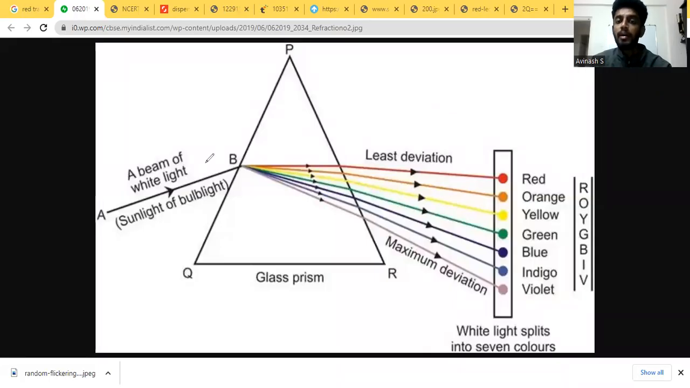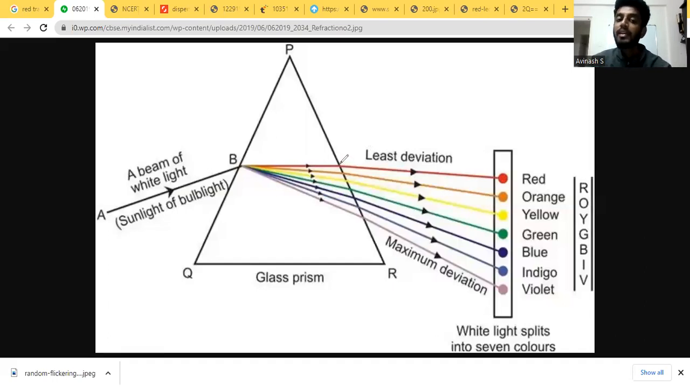So I hope it's quite clear. What happens at this interface? The air-glass interface is a refraction, because of which light is bending. Again, at this interface also there is a refraction because it's going from glass to air. So there are 2 refractions happening, and in the process, because of the material of the medium, because of glass, the white light is also getting split into 7 colors.